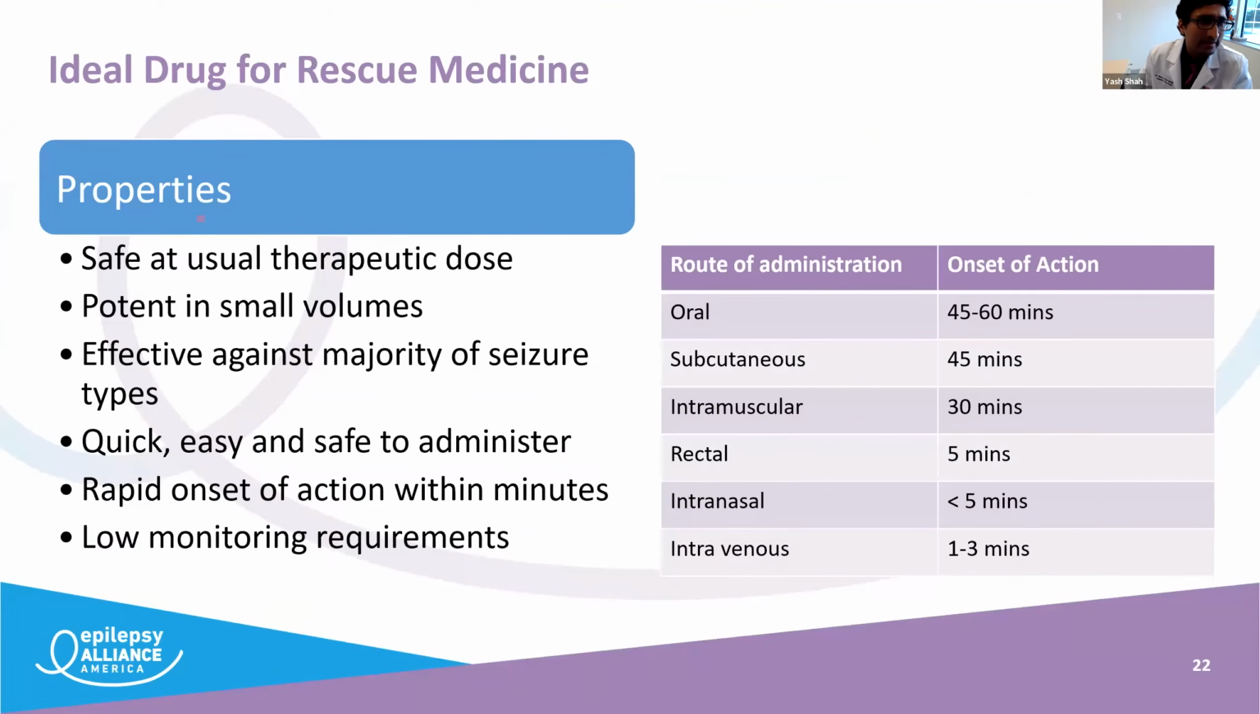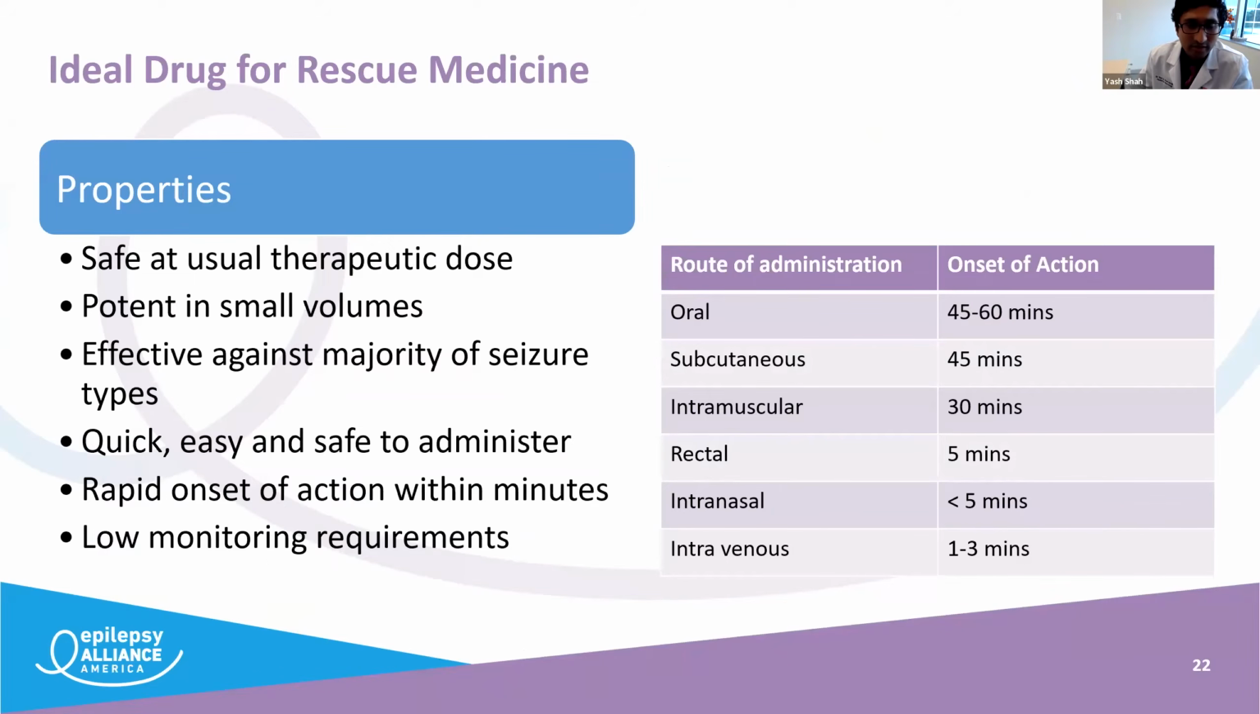So what should be the ideal properties of a rescue medication? First of all, it should be safe at its usual therapeutic dose. It should be potent in small volumes. It should be effective against a majority of seizure types. It should be quick, easy, and safe to administer. It should have a rapid onset of action within minutes, and low monitoring requirements.